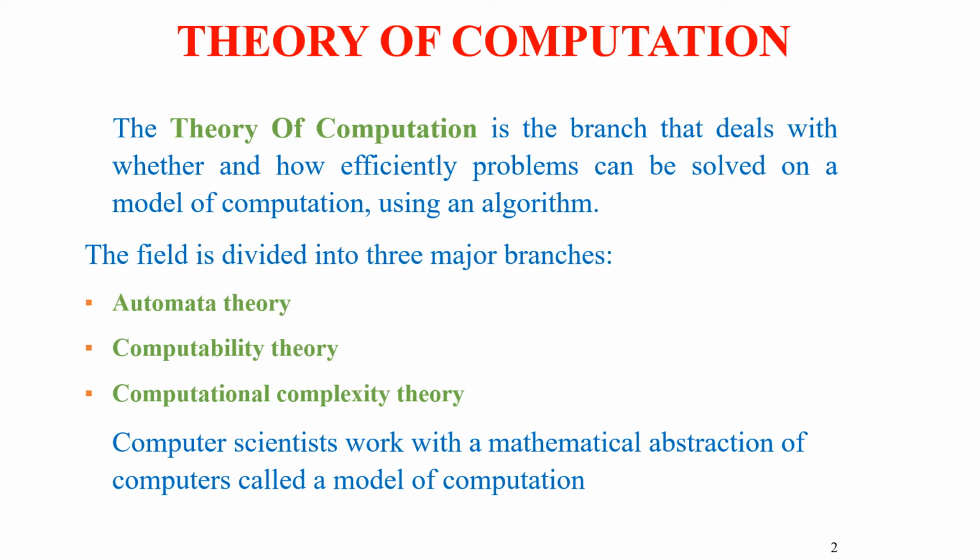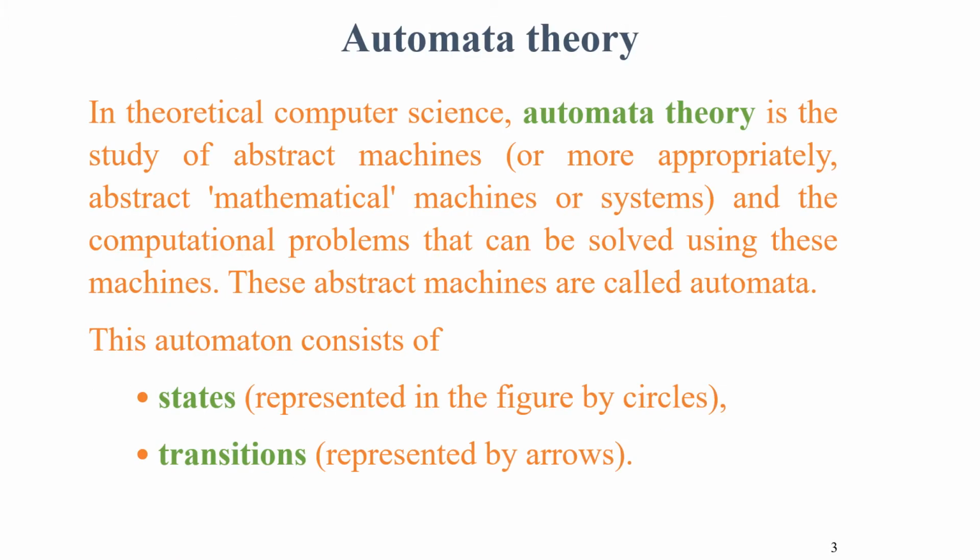First, we are going to see what theory of computation is. It is nothing but solving problems in an effective way by making use of computation; that is what we call theory of computation. For that computation purpose, we also use some algorithms. We have three divisions of the theory of computation: one is automata theory, another is computability theory, and another is computational complexity theory. First, we are going to see automata theory.